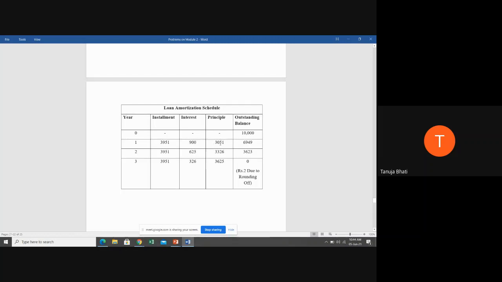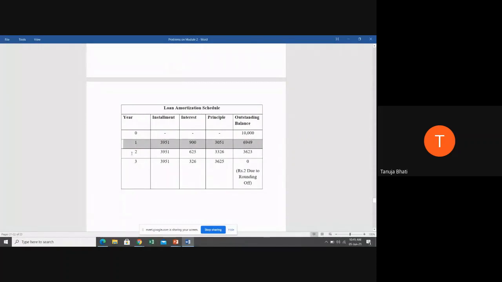Next, we have to solve it year-wise, students. That is why I am solving year-wise. Now, how do we calculate the outstanding balance? It is nothing but your previous balance minus your principal repayment, because the outstanding balance does not have the interest portion in it. So 10,000 was your previous balance minus your principal repayment, that is 3,051, which gives 6,949. Is this clear? Is the year one calculation clear to everyone? Okay.